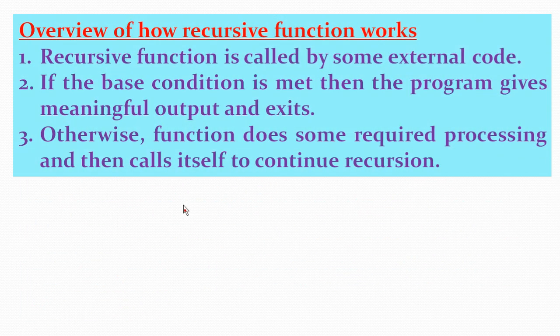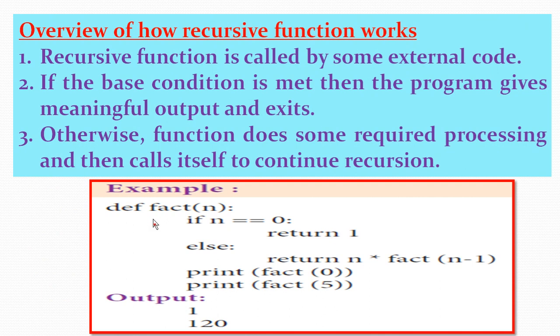See this example for a recursive function. def fact of n, here fact is the function. In this function fact, call statements are written here, fact of 0 and fact of 5. In this function fact, the function calls itself. So this is called the recursive manner. The recursion happens 5 times here, fact of 5 times, and fact of 0 one time.